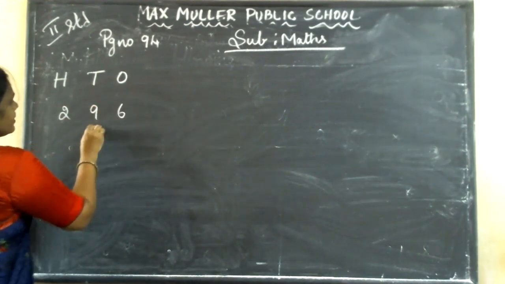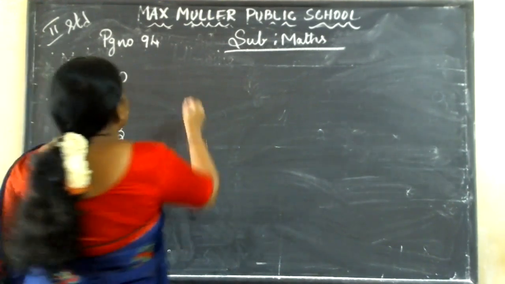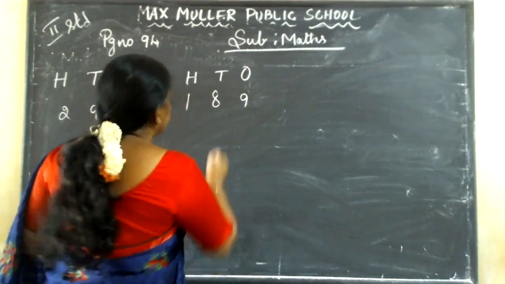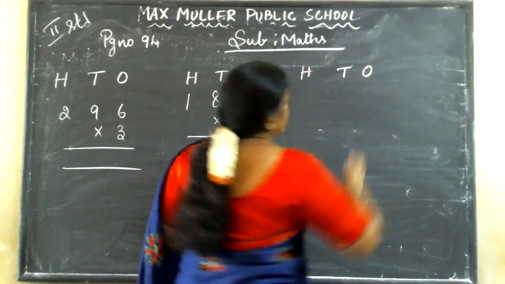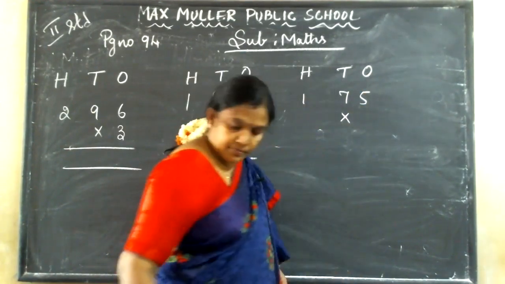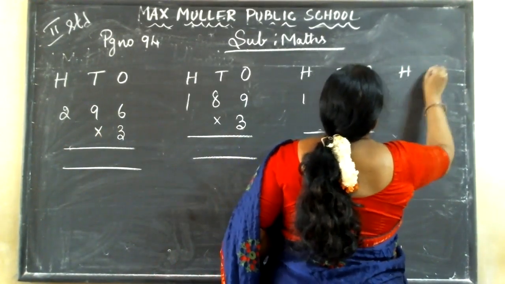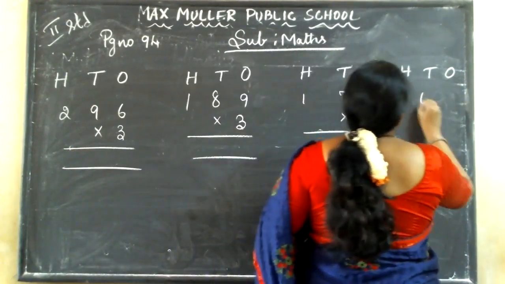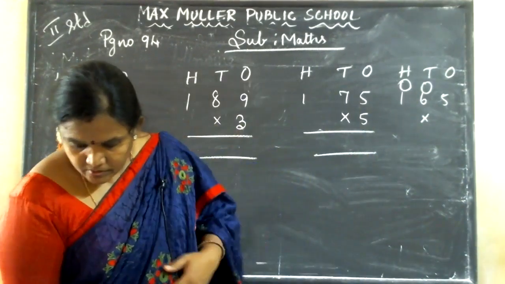296 multiplied by 3. 189 multiplied by 3. 175 multiplied by 5. 165 multiplied by 7.